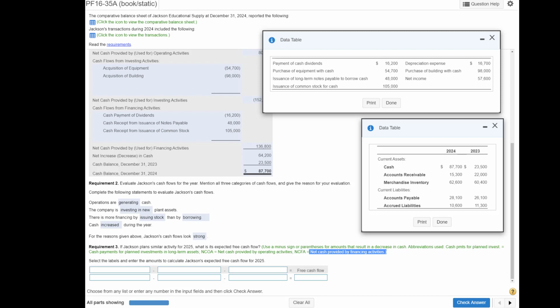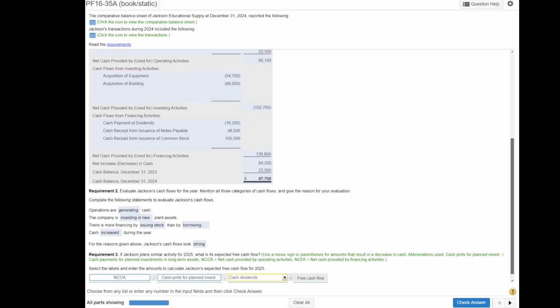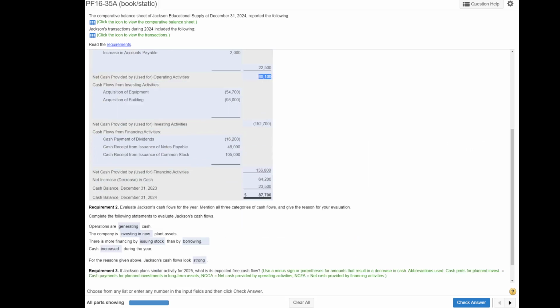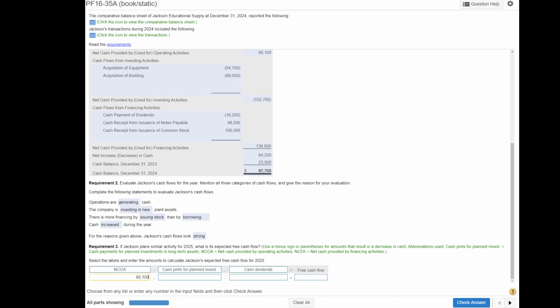So the formula is we're going to start with net cash provided by operating activities, NCOA, and we're going to subtract cash payments for planned investments in long-term assets. And then we also subtract cash dividends. So then we plug in the numbers. Notice it says if they plan similar activity. So we're going to assume approximately $80,100 of positive net cash from operating activities.